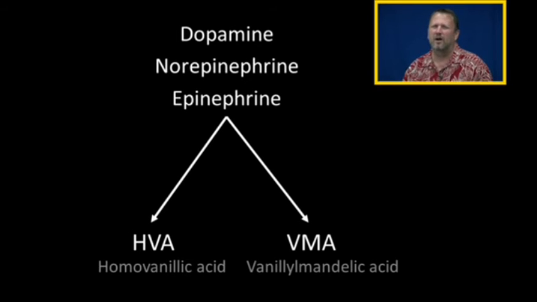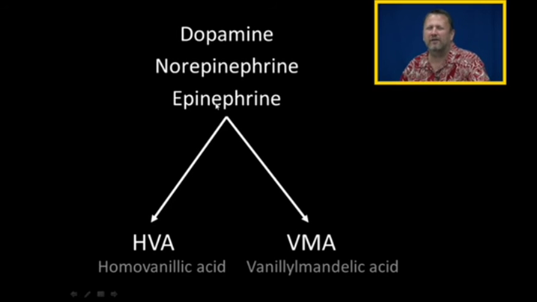The breakdown of dopamine and norepinephrine involves all sorts of intermediate steps, and that's not what's important. The important thing to know in pharmacology is that dopamine, norepinephrine, and epinephrine, the catecholamines, are broken down into two substances, homovanillic acid and vanillomandelic acid. So HVA and VMA are the breakdown products of dopamine, norepinephrine, and epinephrine.